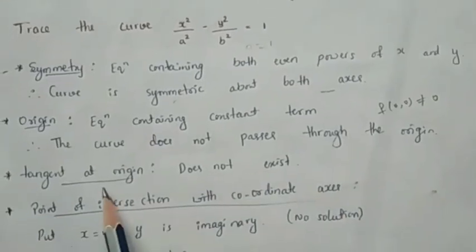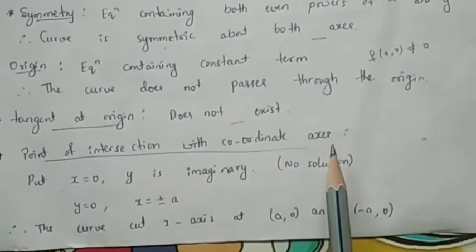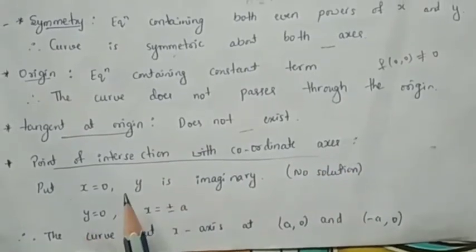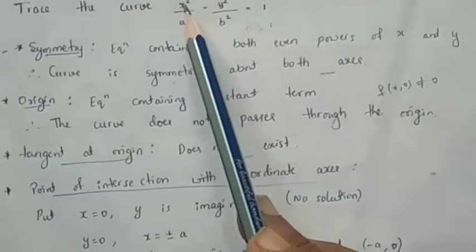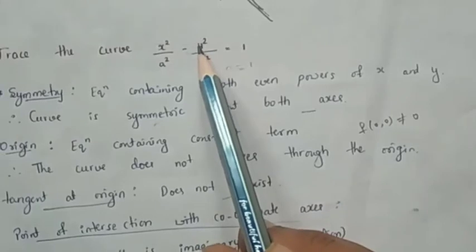The next point is tangents at the origin do not exist. Okay. The next point is point of intersection with coordinate axes. Put x is equal to 0 in the given equation of the curve. You get y is imaginary. We say there is no solution. Put y is equal to 0 in this one. You get x is equal to plus or minus a. Therefore, the curve cuts the x-axis at a comma 0 and minus a comma 0.